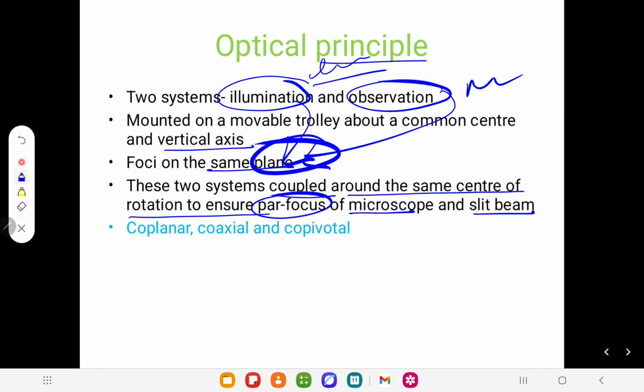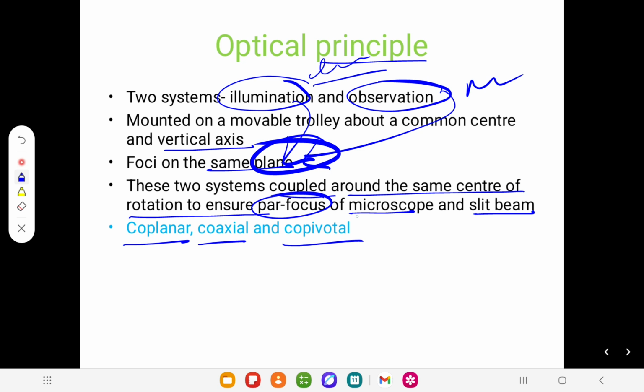Some optometrists or some optometry colleges in viva used to ask what is the principle of slit-lamp. I just hate that particular question. So some people say the principle of slit-lamp is basically the microscope, and some people say the principle of slit-lamp is coplanar, coaxial, copivotal. I don't know what we mean by that. It's completely okay, but I don't think it's a principle. Basically, I don't care whether it's a principle or not, because you have to understand things.